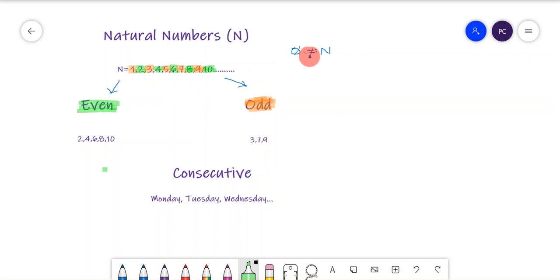0 is not a natural number. And then you have this idea of what are known as consecutive numbers. For example, these numbers are consecutive because they follow one after another. These are odd consecutive numbers. They follow one after another, just like the days of the week, Monday, Tuesday, Wednesday, Thursday, Friday, etc. So that is natural numbers.